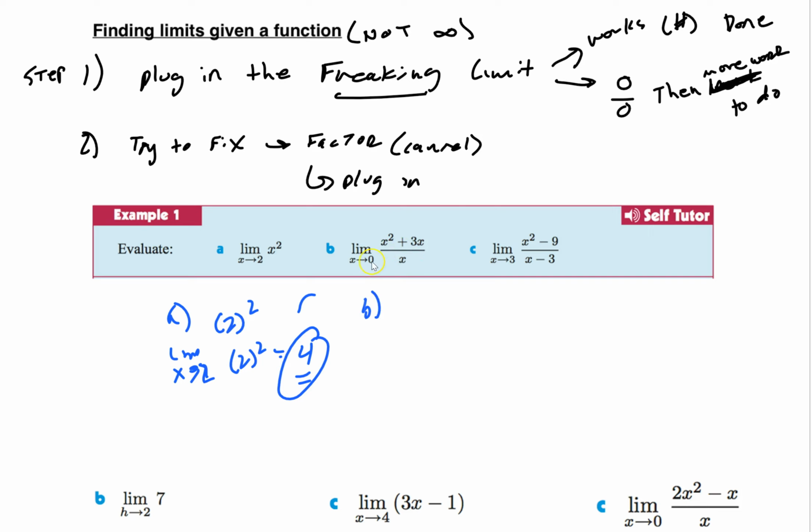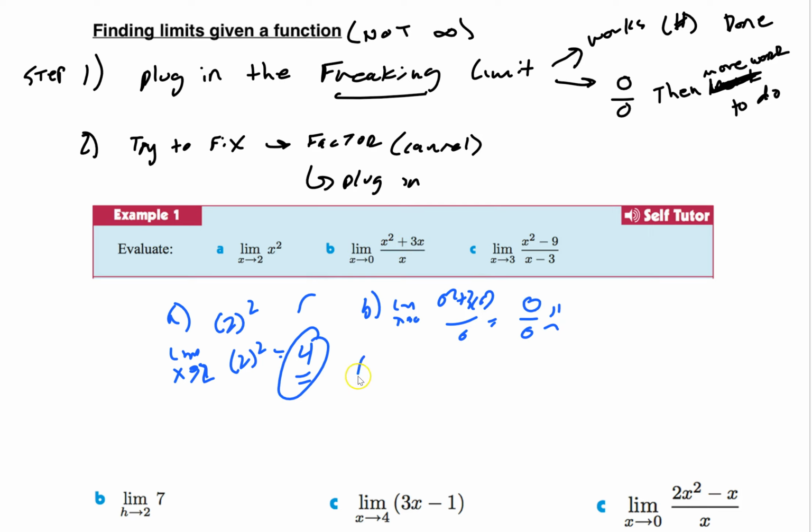B. Plug in 0. So the limit as x approaches 0, 0 squared plus 3 times 0 over 0. And sadly, I'm going to get 0 over 0. That's sad. I could get 0, and 0 is a good answer, but 0 over 0 is bad. I got to fix this. So, remember, we're in IB. The only thing you have to worry about fixing is factoring. Notice the top both have an x.